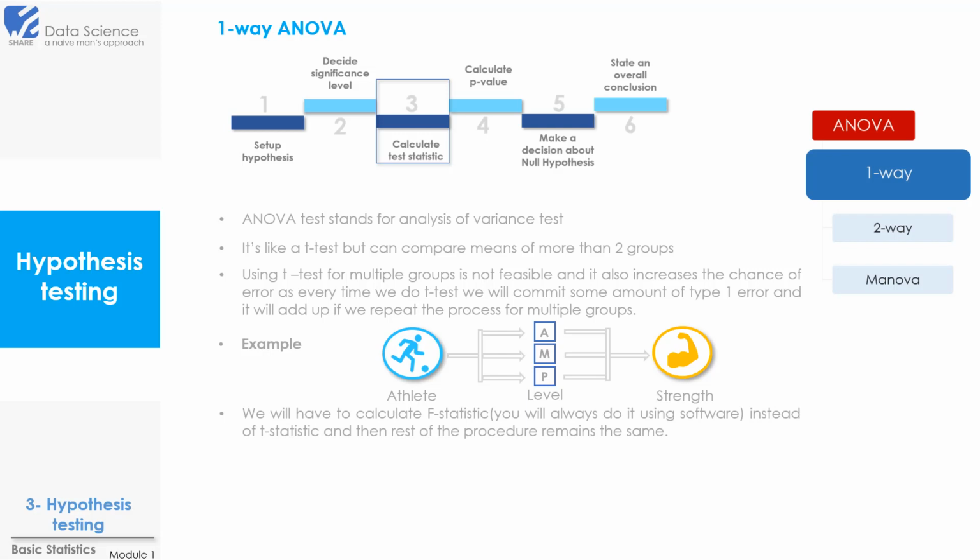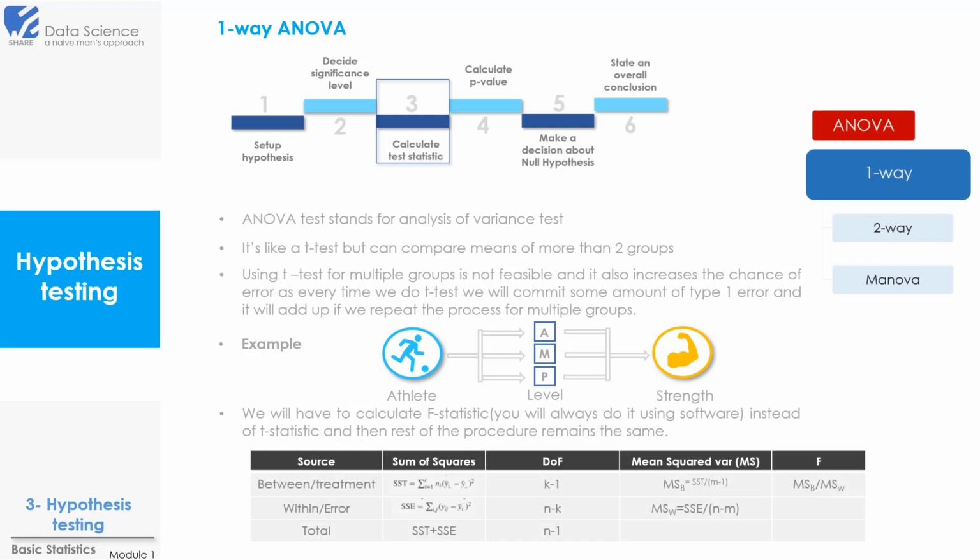So in the Anova test, we will have to calculate the F statistic instead of the T statistic. And we will always do it using the software. Then after calculating the F statistic, the rest of the steps remain the same as shown here on the top of the screen. Now here in the table, I have shown the steps that are required to calculate the F statistic. Obviously, you don't have to remember this because all of this will be done by the software, but just have a look at it and then we'll move on.